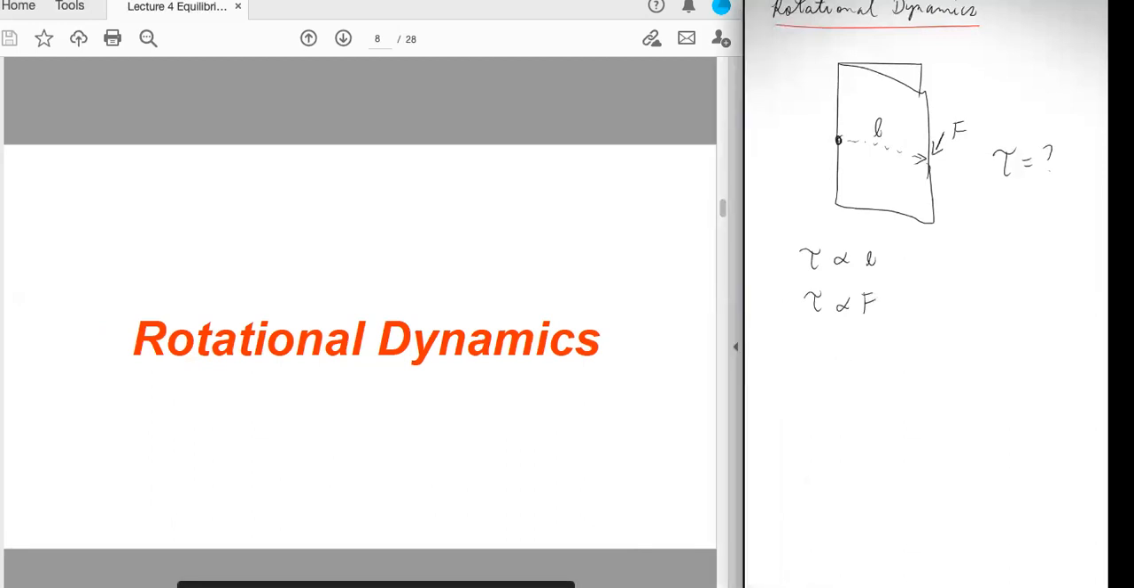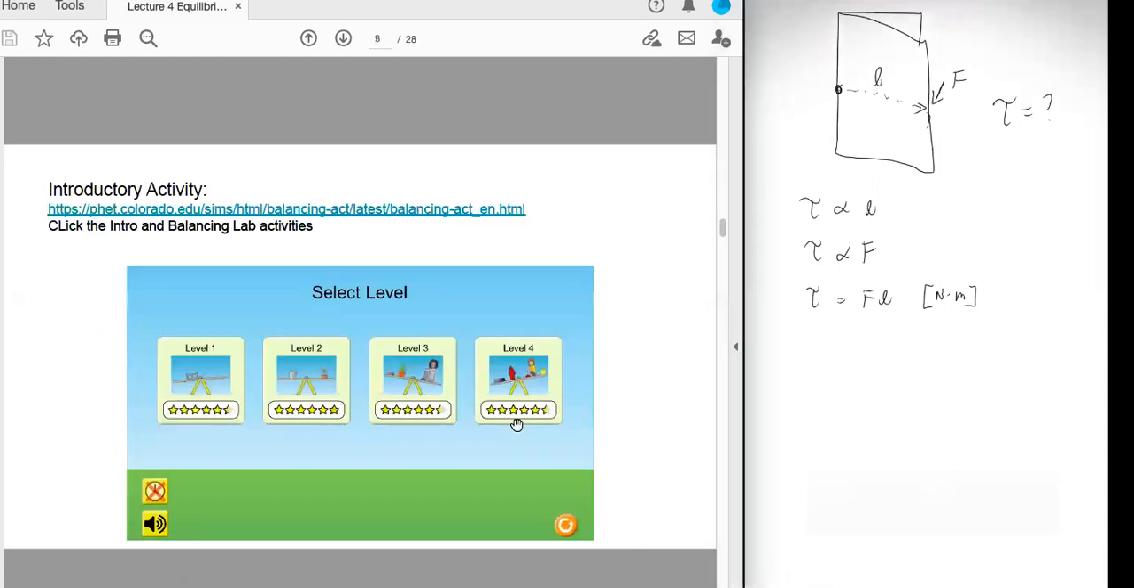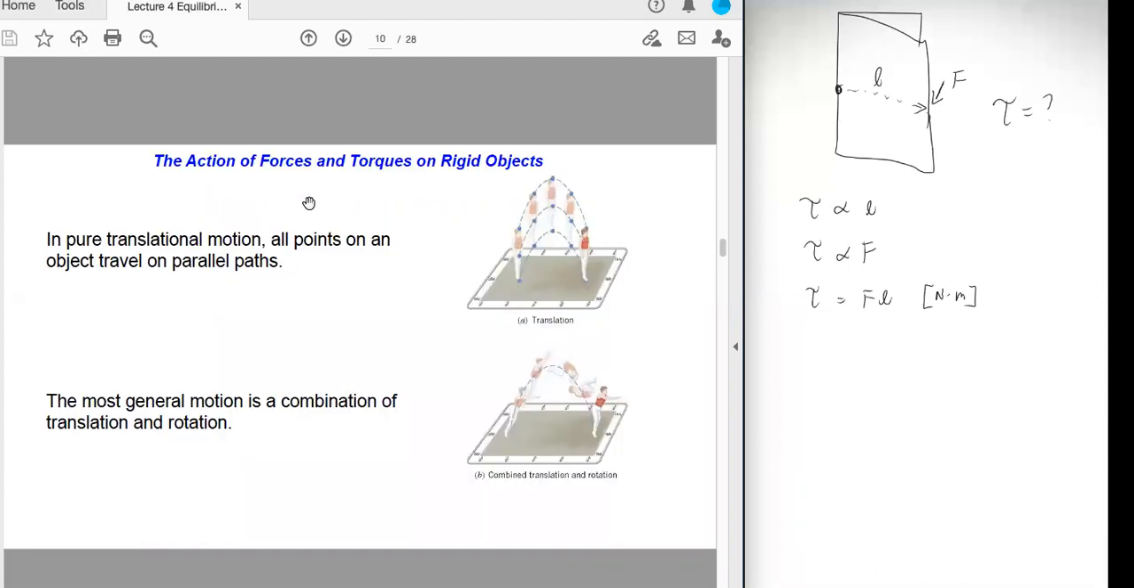That's why the equation is actually simple lang. Torque is equal to force times lever arm. Ang unit niya, force is Newton times lever arm in meter. So, ganun lang siya. So, meron tayong activity later on for our synchronous session next meeting. Ayan yung activity, yung PhET Colorado. Pag-practisan nyo na kung may time kayo para mas malakas yung grupo nyo, pero not necessary. I will give you time naman during the synchronous session.